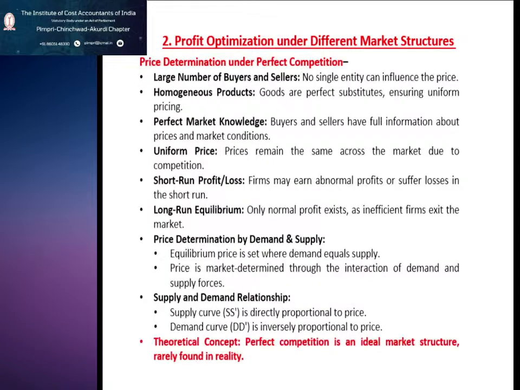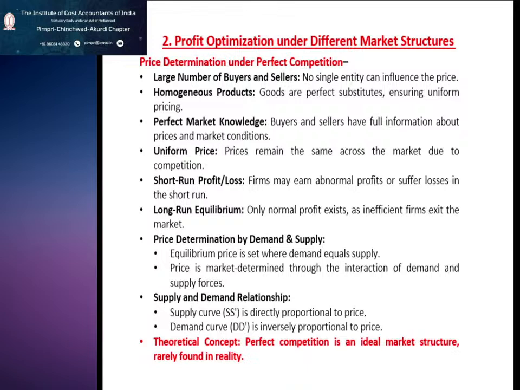Thereafter, we went through the price determination aspects under the perfect competition. So, how prices get determined under the perfect competition? Obviously, there are a large number of buyers and sellers. Homogeneous products are available. Perfect market knowledge is easily available for the buyer and seller also. Uniform pricing is done and it remains constant all across the market due to competition.